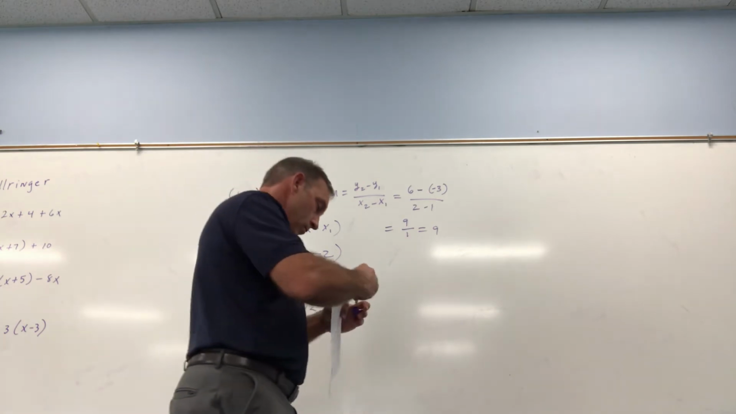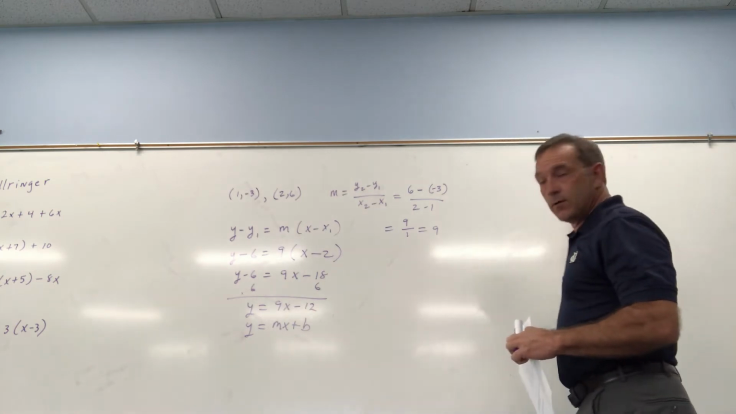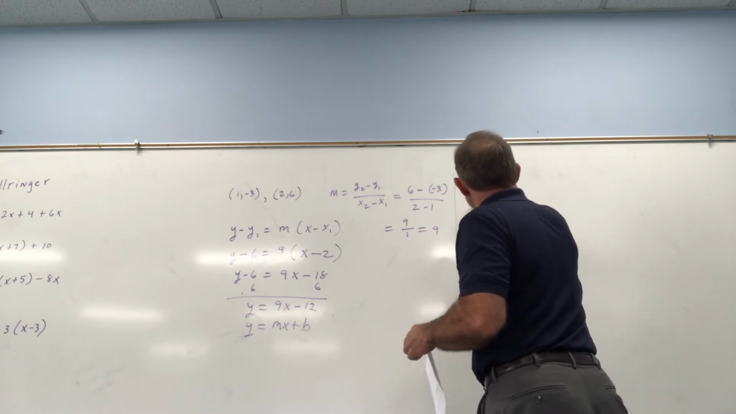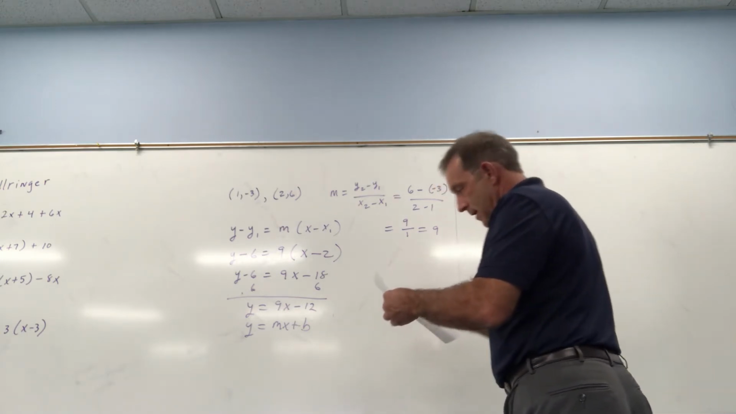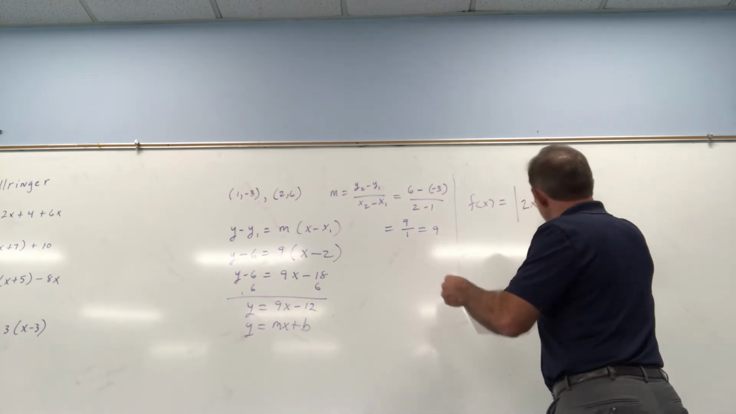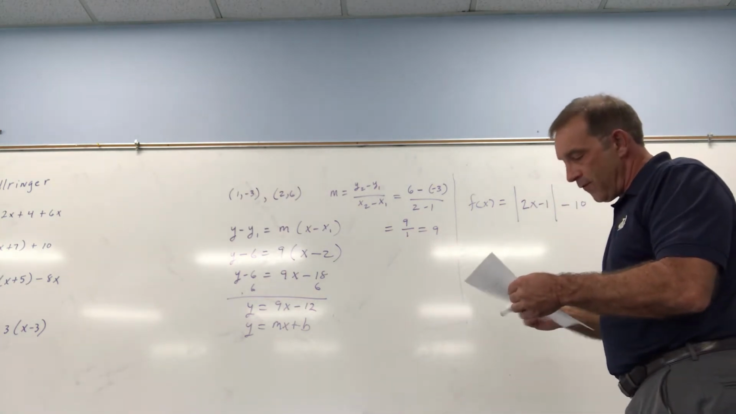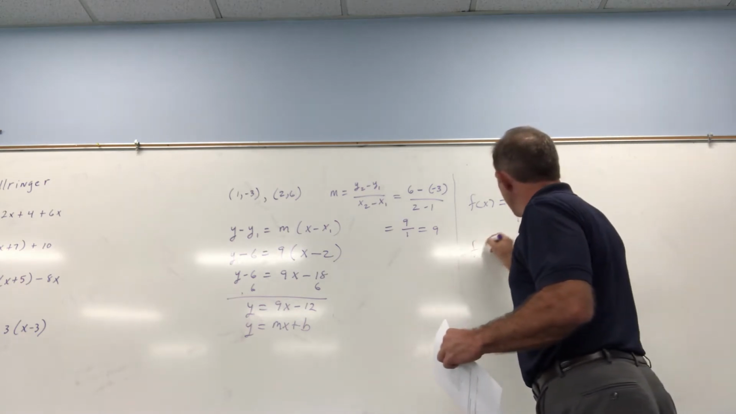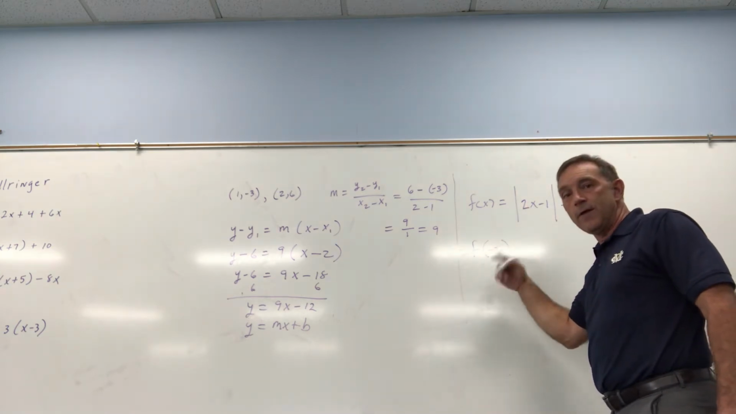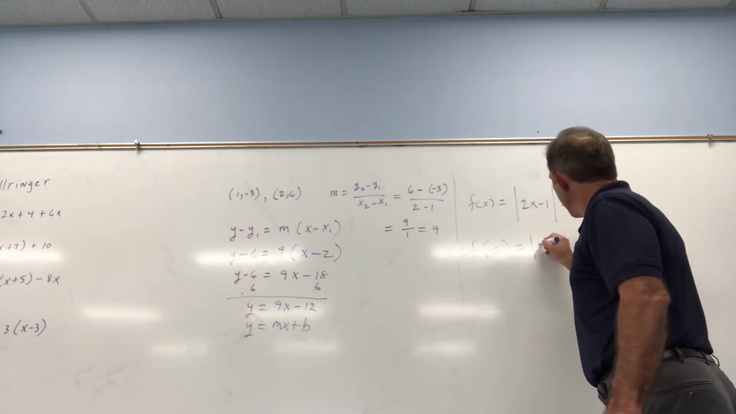Number 2, let's see, can you see this far over? Number 2, we have a function given. It's the absolute value of 2x minus 1 minus 10. Okay? And what we want to find is f of negative 2. So, in other words, we're going to be inputting into this function a negative 2. The x value is going to take on negative 2.